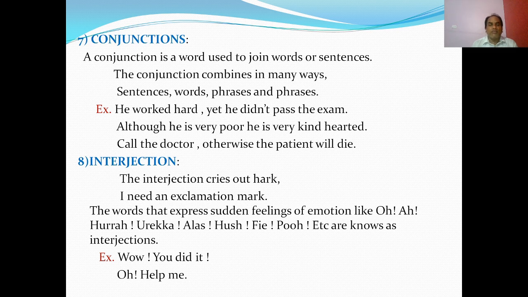Okay. So take the example. He worked hard, yet he did not pass the examination. Yet is here the conjunction which joins two sentences. Okay. Although he is very poor, he is very kind-hearted. Although is the conjunction because it joins two sentences. Call the doctor, otherwise the patient will die. Otherwise is the conjunction. It joins call the doctor, the patient will die. Two sentences.